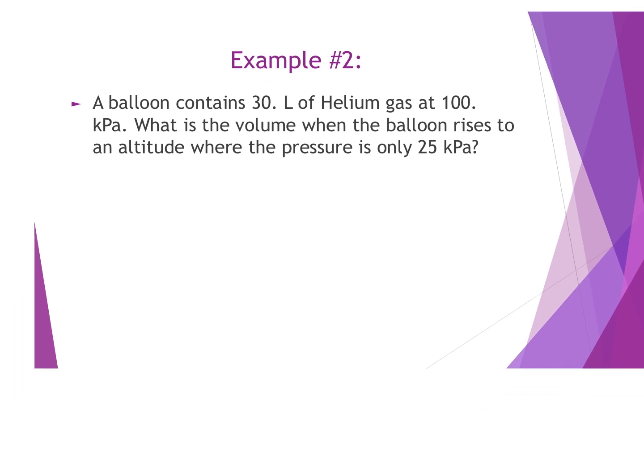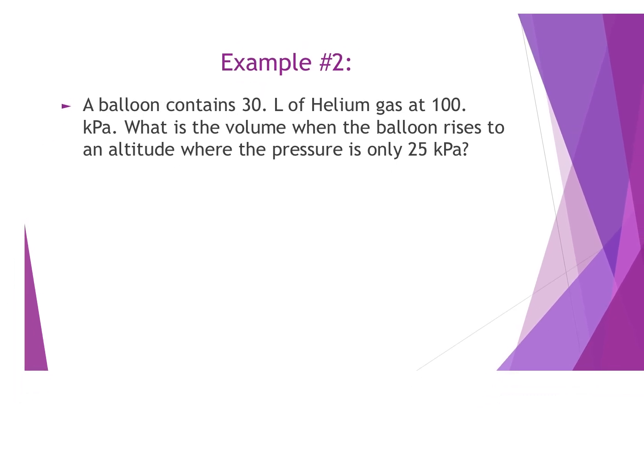Our second example, a balloon contains 30 liters of helium gas at 100 kilopascals. What is the volume when the balloon rises to an altitude where the pressure is only 25 kilopascals? Okay, so what's the first thing we're going to do? Okay, we're just going to organize that info. So what's the first number you see? 30. Okay, 30 L. What do you think L stands for? Liters. And liters is a unit for? Volume. Okay, so V1 is going to be 30 liters.